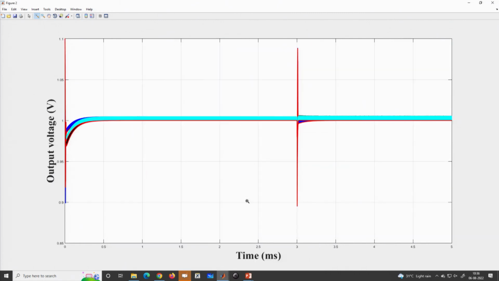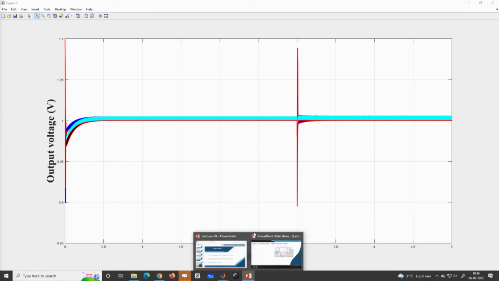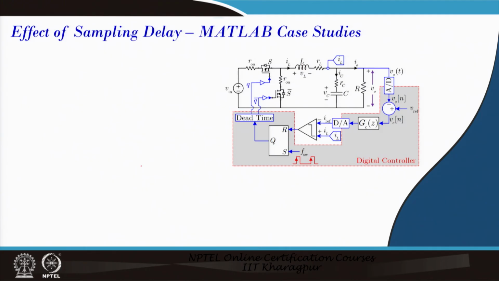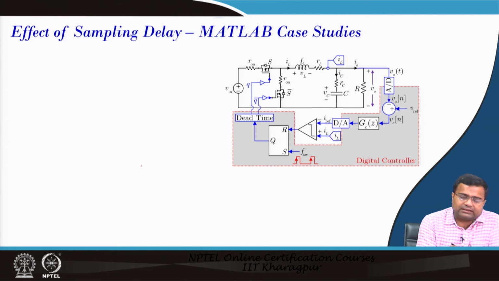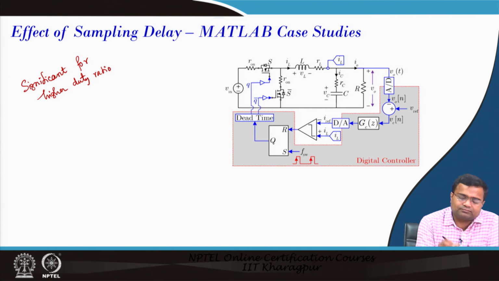So, if we go back to the effect of sampling delay, what we saw is that this sampling delay effect is significant for higher duty ratio, or in other words, for lower input voltage. And what was the cause?